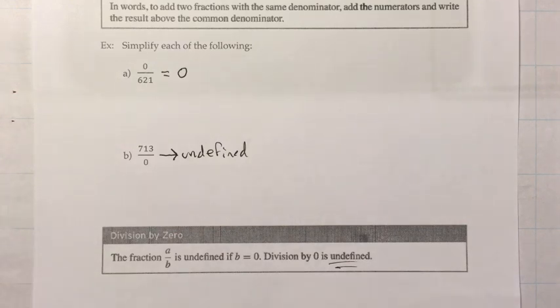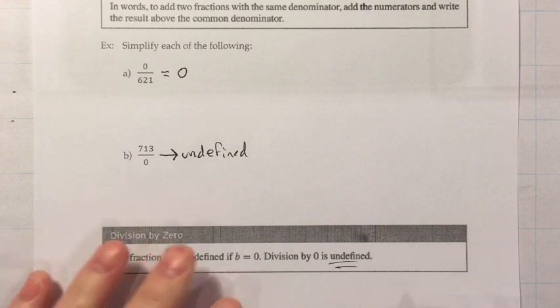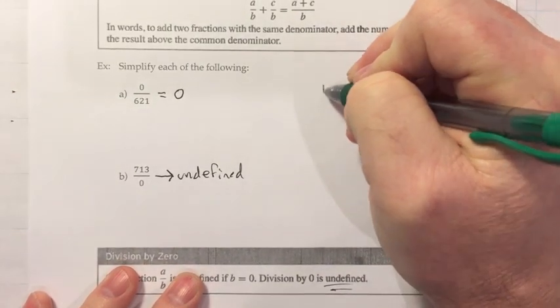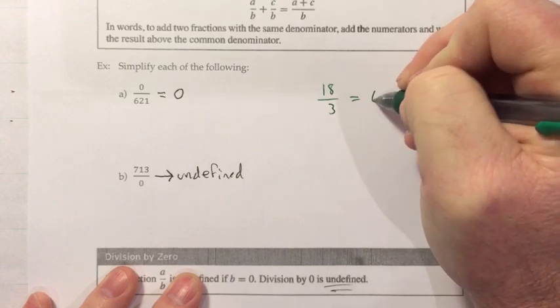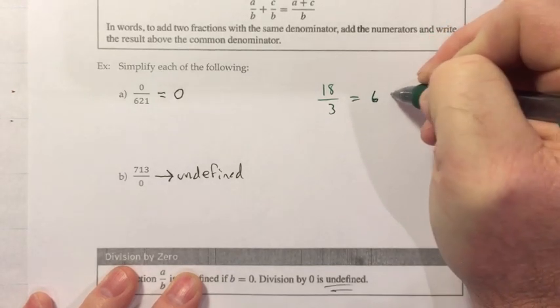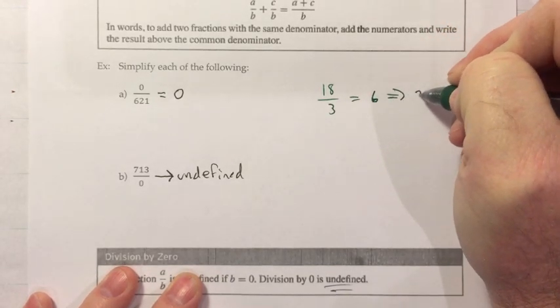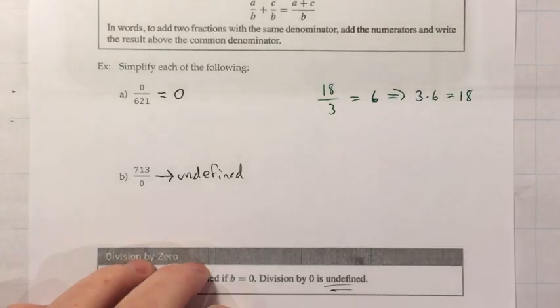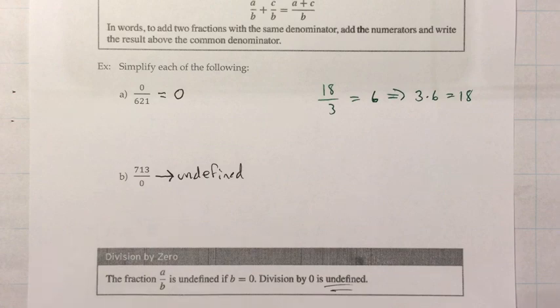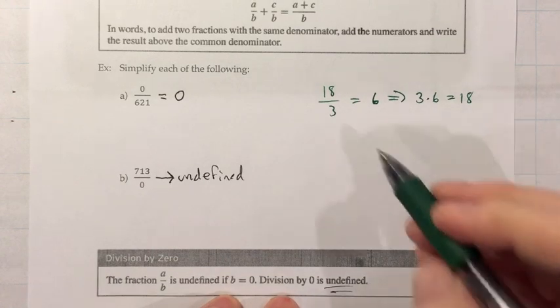I just kind of want to show you why. So let me take another fraction, let's say 18 divided by 3, and think about what's the answer. It's 6, right? And then how do you check that? We would often say because 3 times 6 equals 18. That's fairly common that people would think about it that way to make sure they had done it right.